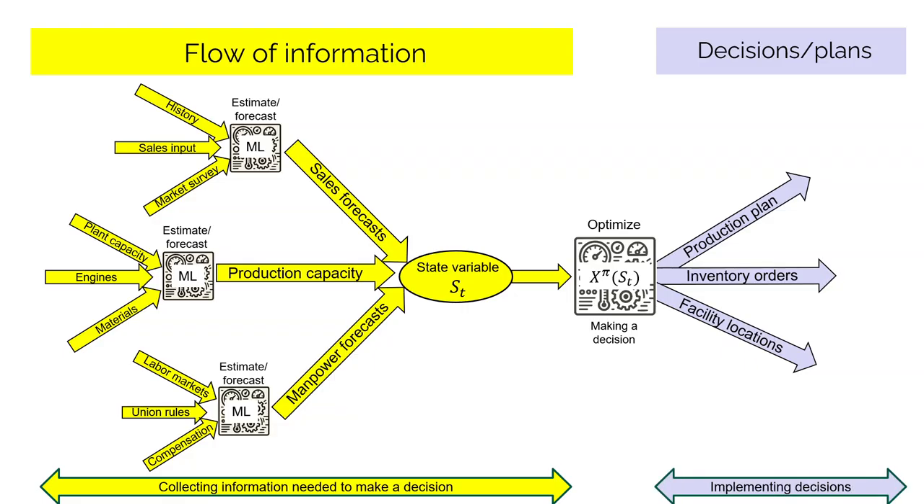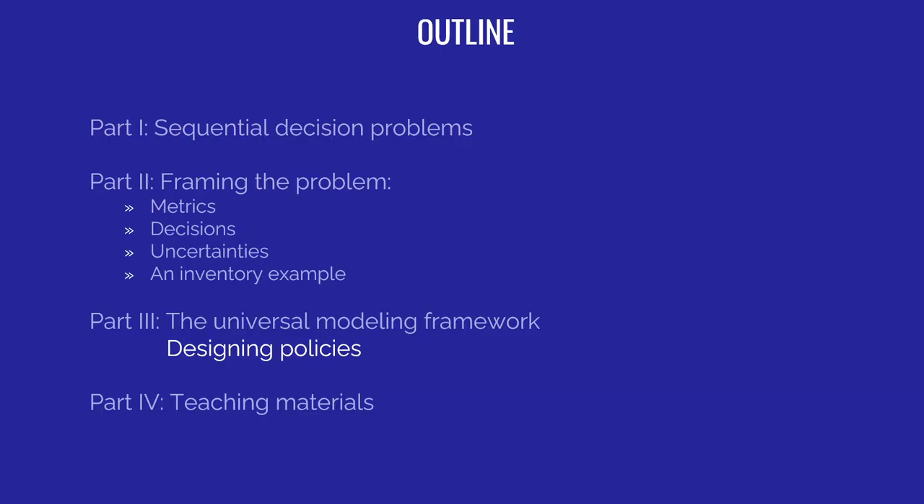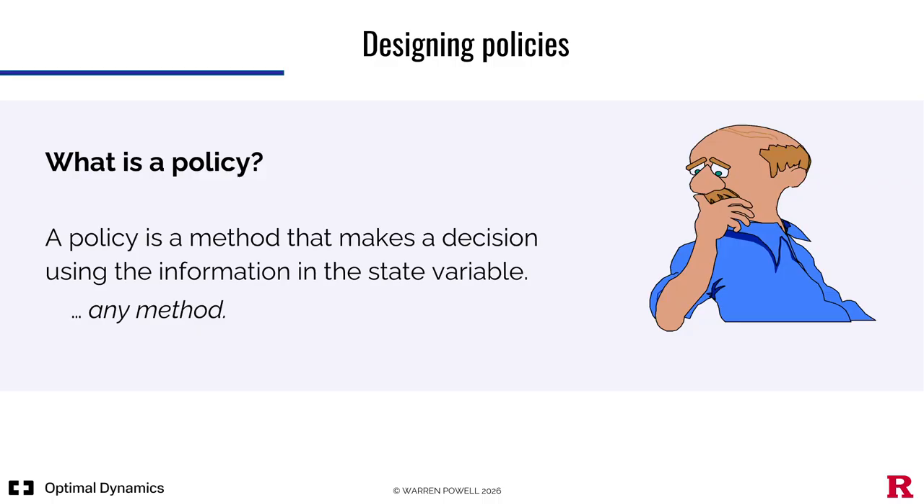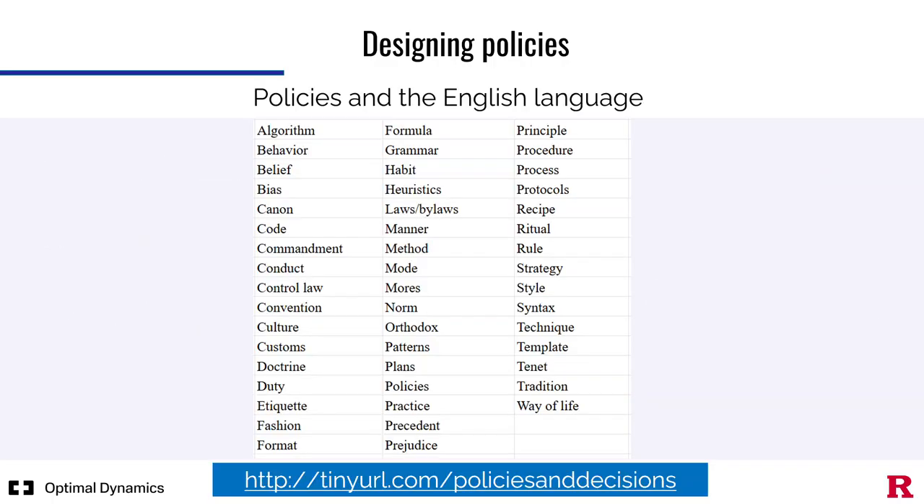So this is an interesting way of depicting the flow of information, almost like it's its own supply chain. So now let's make the transition to designing policies. So I'm often asked, what is a policy? A policy is a method that makes a decision using the information in the state variable, any method. Now, so far I've come up with almost 50 ways in the English language for words that in the right context mean how to make a decision.